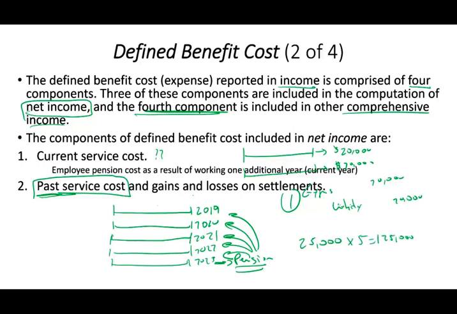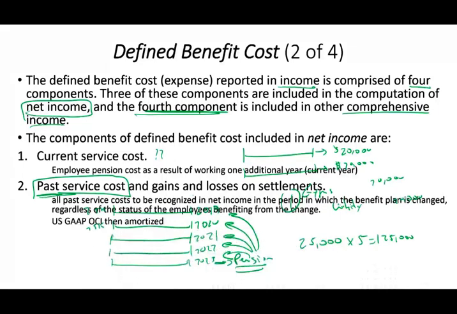So this is the past service cost, since they started the plan and they have to compensate you for prior years. Okay? Another explanation for the past service cost, let's assume every year they started a pension plan and they were granting you $25,000.